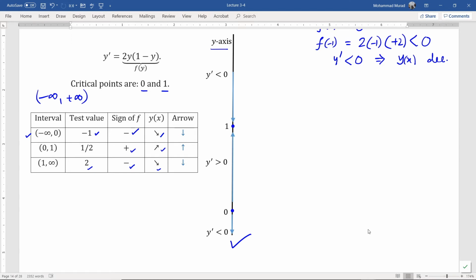For example, in the interval negative infinity to 0, the solution was decreasing, so we put a down arrow. And in the second interval, 0 to 1, the solution was increasing, so we put an up arrow. Similarly, in the last interval, the solution was decreasing, so we put a down arrow.